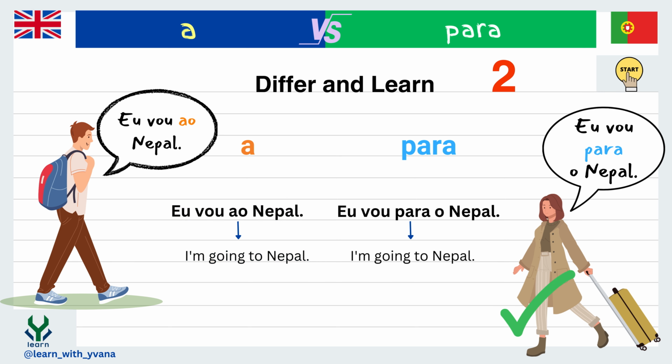The woman has a suitcase on the right side saying "Eu vou para o Nepal." The picture suggests that she has no plan to return back soon, or she is planning to stay in Nepal for the long term. Maybe she is from Nepal, or for whatever reason she will stay there. And at least now she does not have any return schedule. In both cases, either the man is saying "Eu vou ao Nepal," or the woman is saying "Eu vou para o Nepal," their English translation is the same. I am going to Nepal. But in Portuguese, we have a specific meaning by changing the preposition a and para.